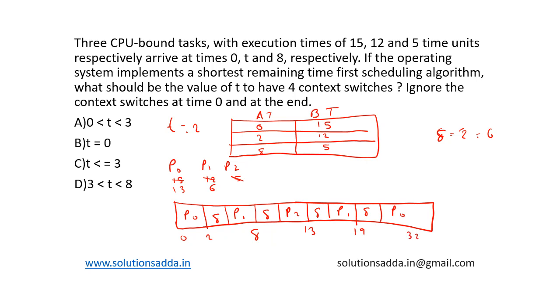We are asked to ignore the context switch at the beginning and end. So here we have 1, 2, 3 and 4. Here this delta symbol is the context switch. It is just a symbol to denote a context switch. So we have 4 context switches here. So option A can be considered a correct answer, but let's explore some more options.